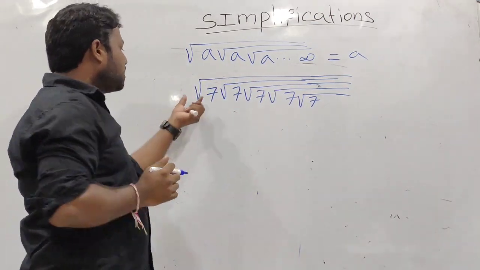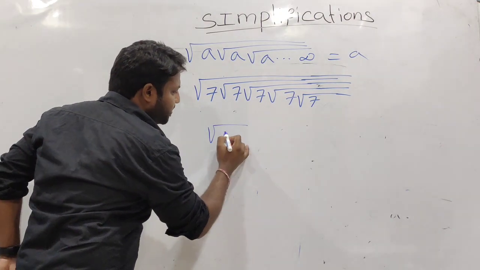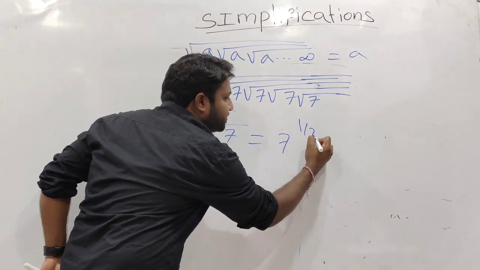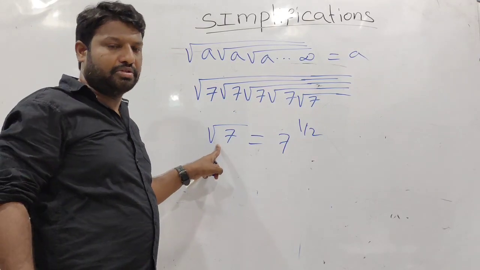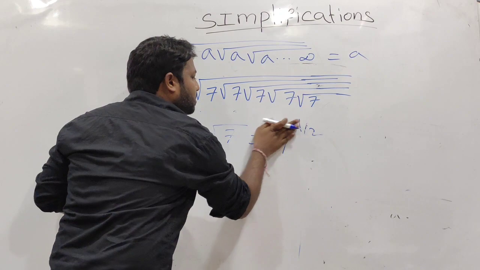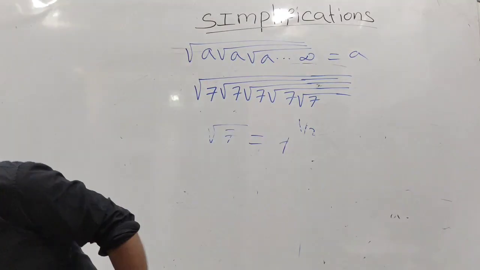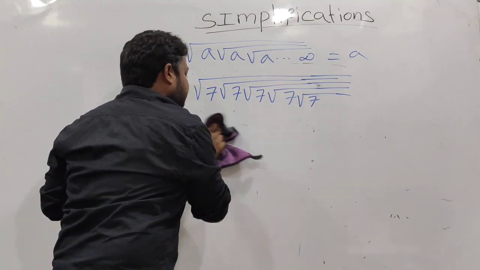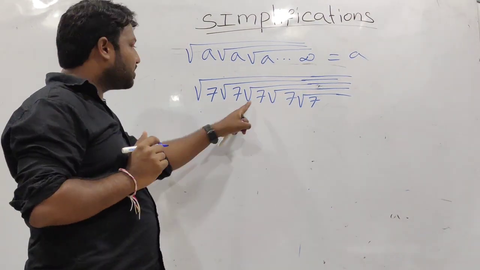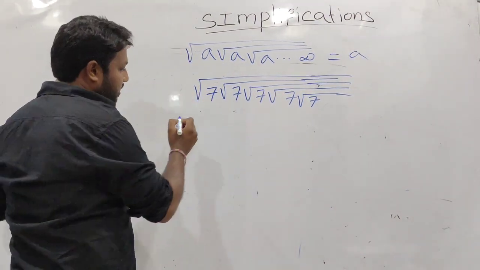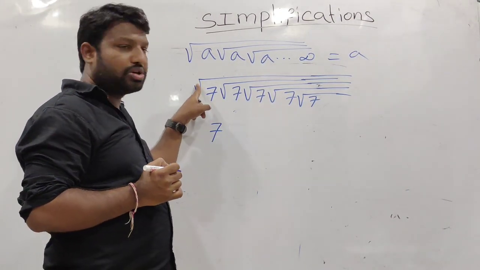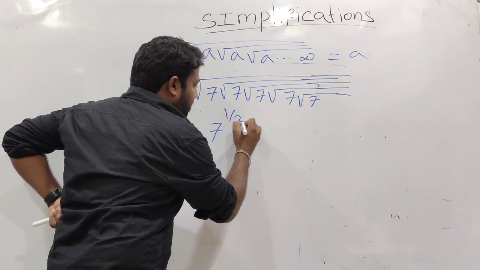You know what root means. Suppose root 7, can I write it like this? Root 7 can be written as 7 to the power of 1 by 2. Root means power 1 by 2. Okay, now I will write all these terms in that form. Here, root 7 into root 7 into root 7 into root 7 into root 7, only 5 terms are there. Now I am writing this 7 power 1 by 2, 1 by 2.